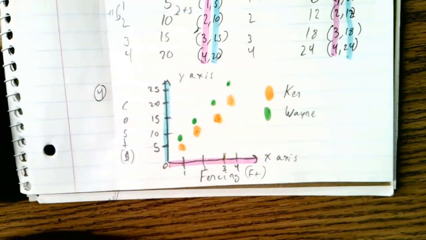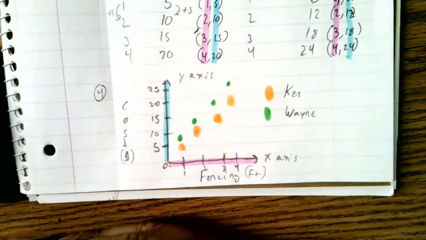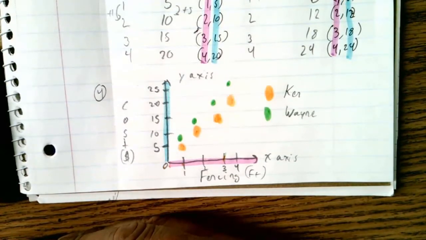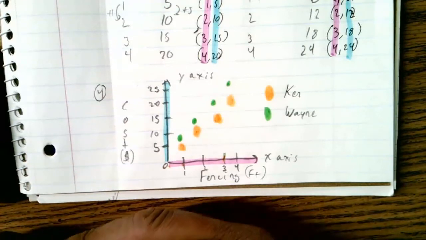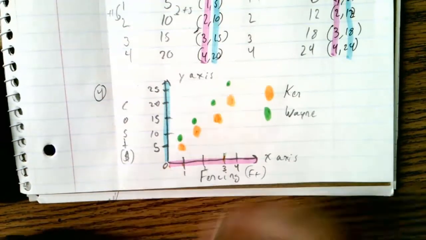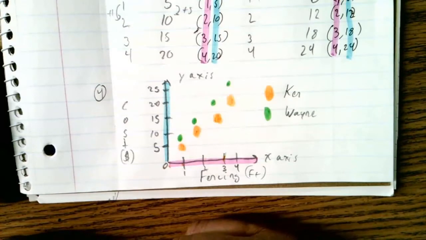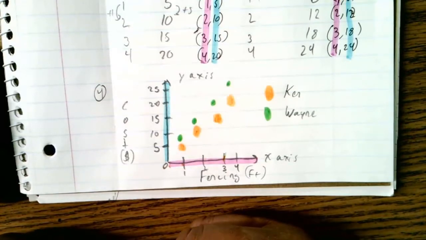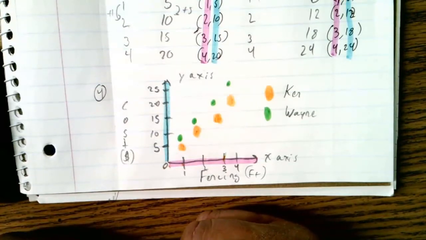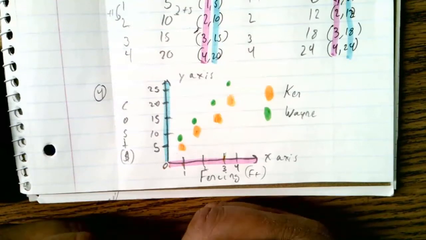Okay, now, this is where you have to think a little bit. Number 5 says, using the tables and graphs, write a few sentences comparing the ratios of amount charged per foot of fencing for each store. How is this shown in the graph? Let me read that again because I read it kind of weirdly.